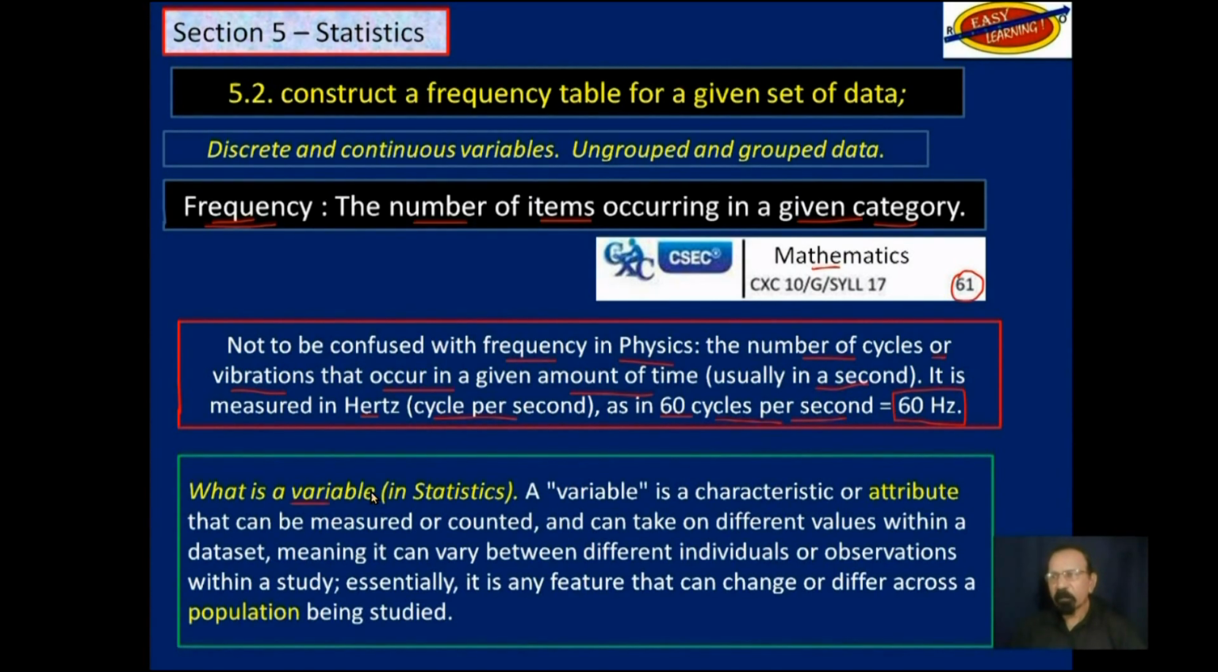So what is a variable in statistics? A variable is a characteristic or attribute, we met that in the last video, that can be measured or counted and can take on different values within a data set, meaning it can vary between different individuals or observations within a study. Essentially, it is a feature that can change or differ across the population being studied. So it's an attribute of a population. That's a variable.